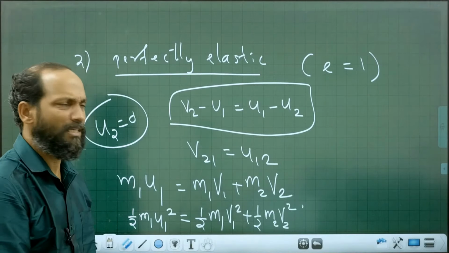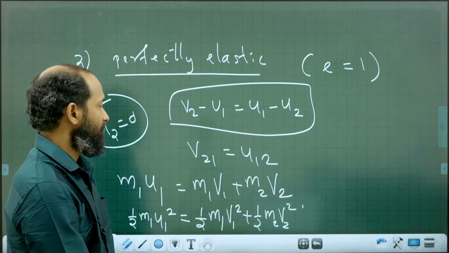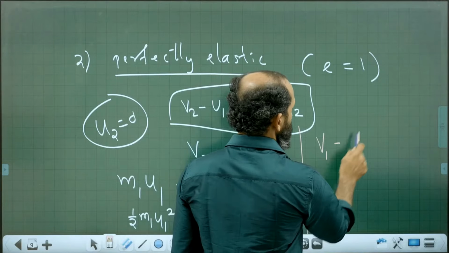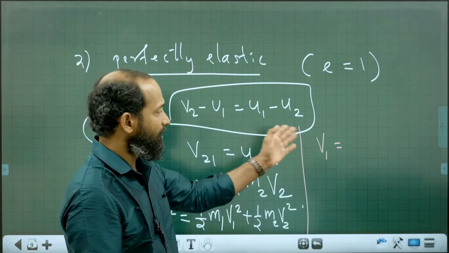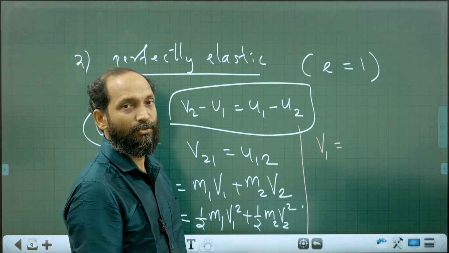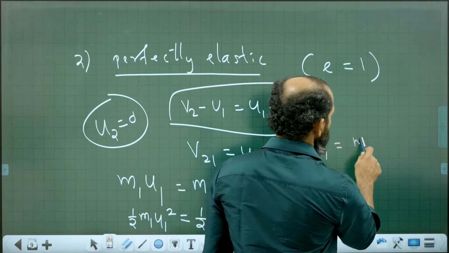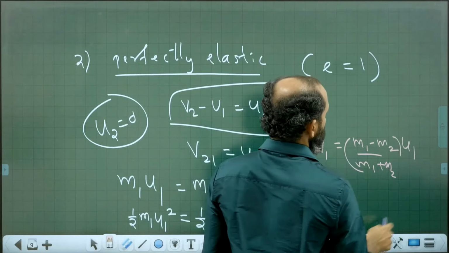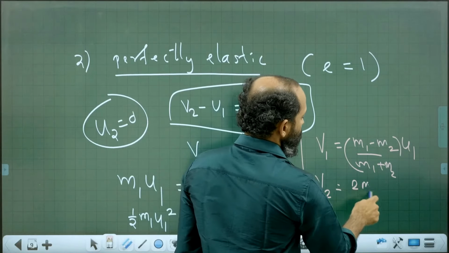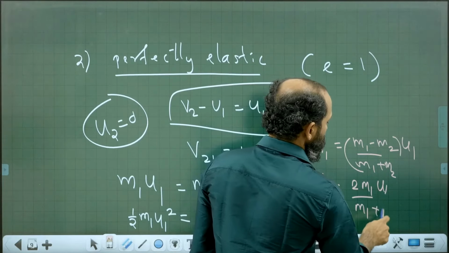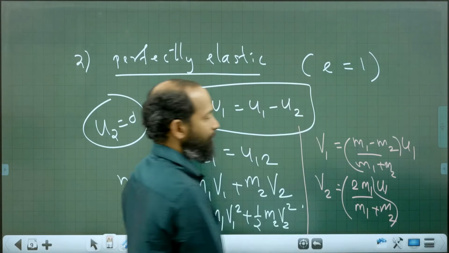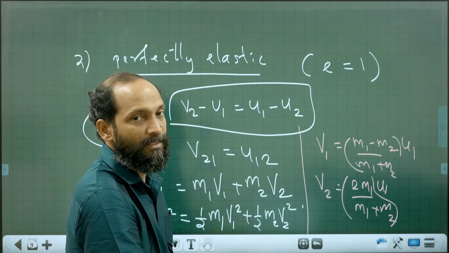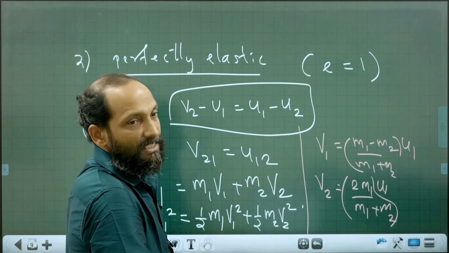Like this, there are only these two formulae for solving all this. Solving these two formulae, we can conclude. We have all deduced this formula; I am not trying to do that in quick revision. V1 is equal to m1 minus m2 by m1 plus m2 into u1, and v2 is 2m1 u1 divided by m1 plus m2, because the second body is at rest. These two formulae can be used for finding velocities of the first and second body after perfectly elastic collisions in one dimension.